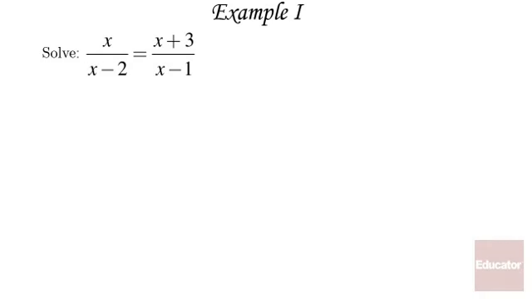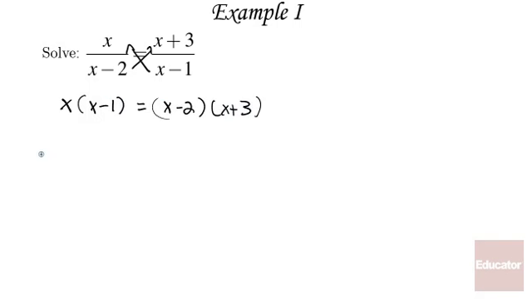Okay, in this first example, we're back to the simple case we discussed in the beginning, where you have one single rational expression on either side of the equation, which means that you can solve simply by cross-multiplying. So I'm going to cross-multiply. And that's going to give me x times x minus 1 equals x minus 2 times x plus 3. Go ahead and multiply that out to get x squared minus x equals, first term is x squared, plus 3x, inner is minus 2x, and last is negative 6.